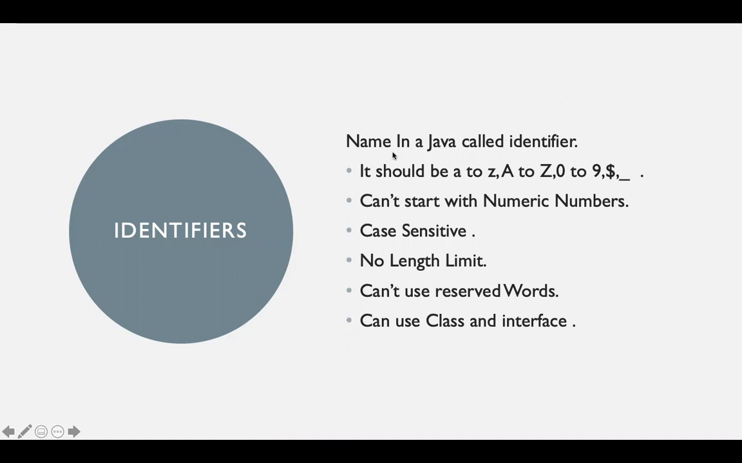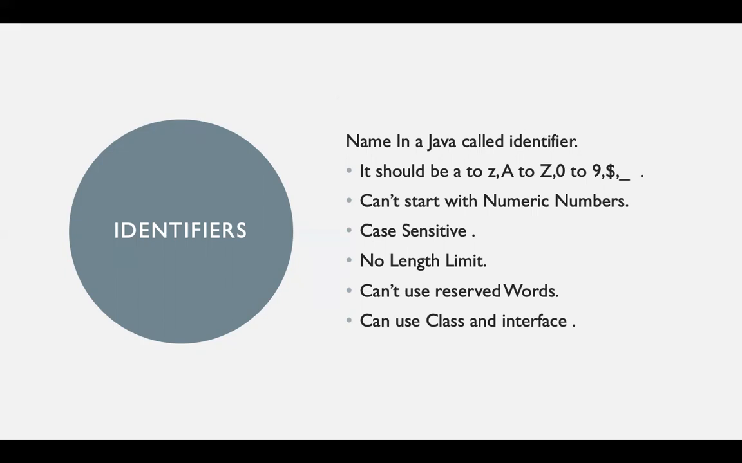To write the identifier, we have certain rules that we have to follow. So what I can say here is that this is a kind of naming convention that we have to follow while writing a Java program. First, let us define what an identifier is. Any name in Java is called an identifier. Whatever name you write in a Java program is called an identifier.